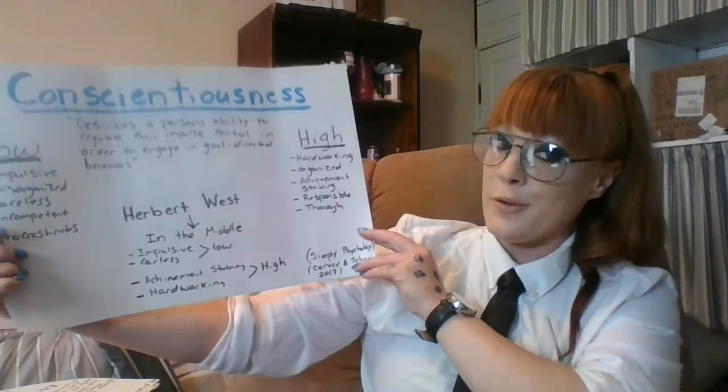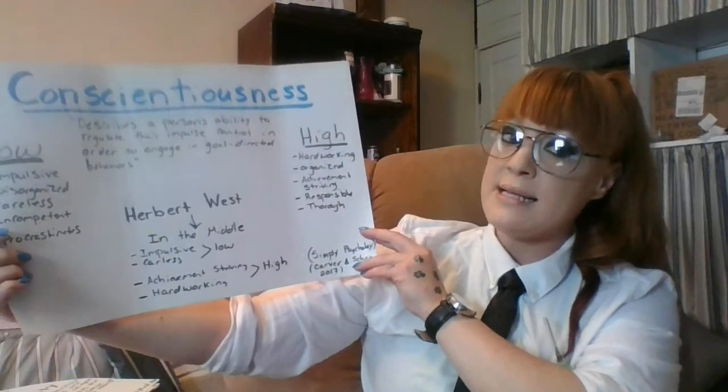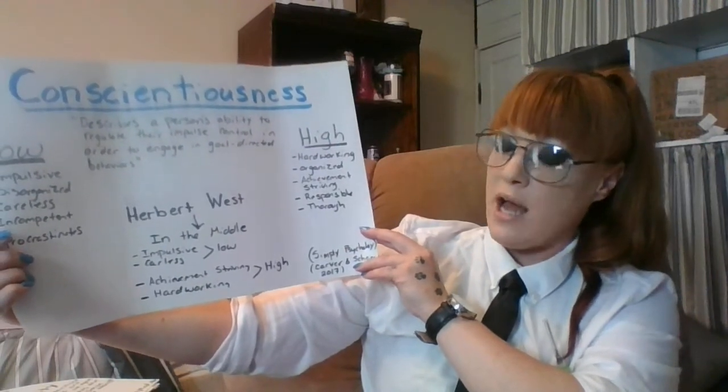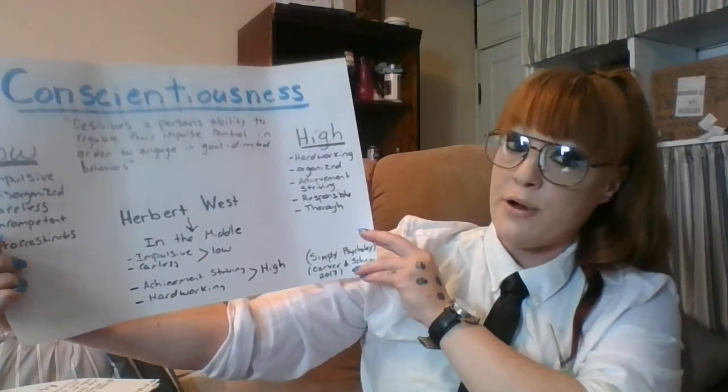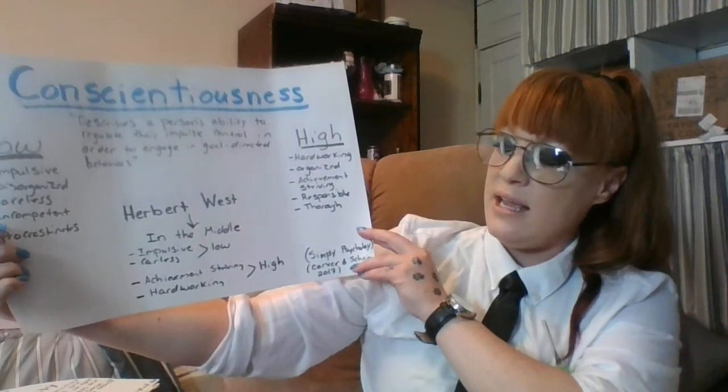I actually put Herbert West in the middle of this because he has both low qualities and high qualities. On the low side, he's impulsive and careless. On the high side, he is achievement-striving and hardworking. So for impulsive, this is in all three movies and the novelization. Every time he murders someone, every time he kills, it's impulsive. It's not premeditated at all. It's all in the moment.